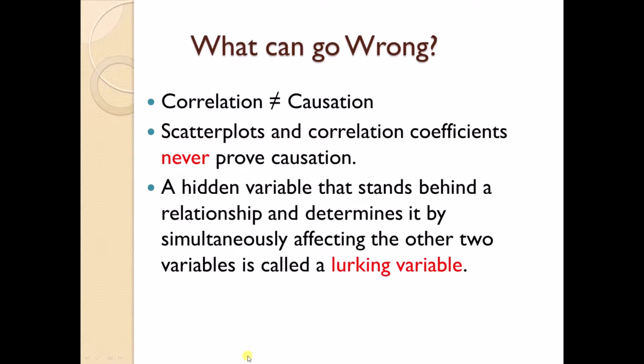Sometimes you can have a really strong relationship between two variables, but there may be something hidden underneath, a hidden variable that stands behind a relationship and is actually determining it by simultaneously affecting the other two variables. That is a lurking variable. We're going to do a day with how associations happen, and you'll see this idea of a lurking variable a little better.